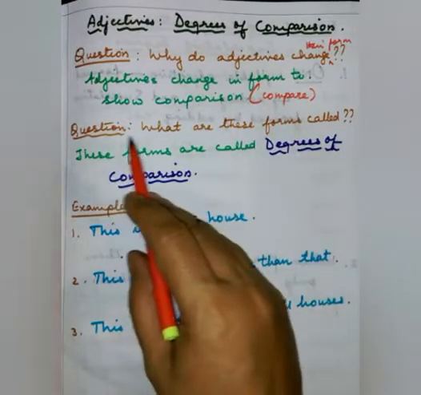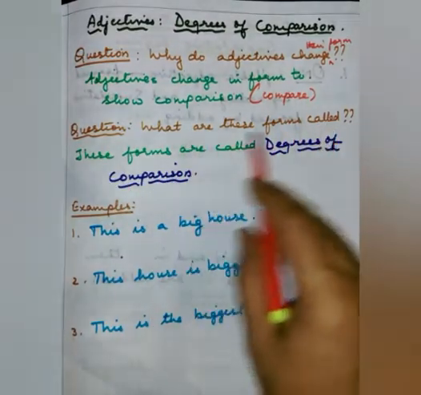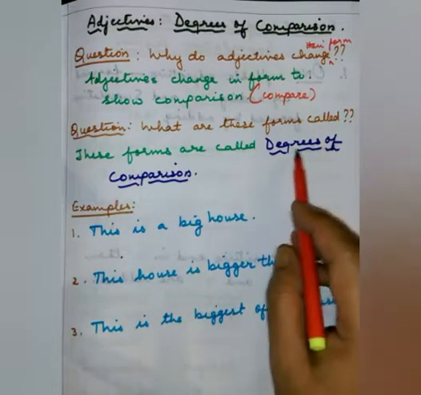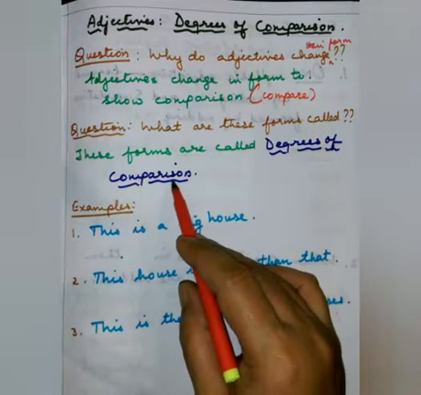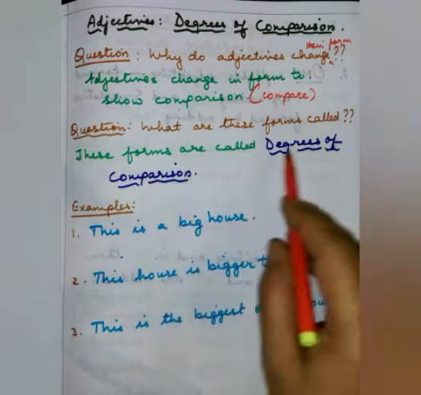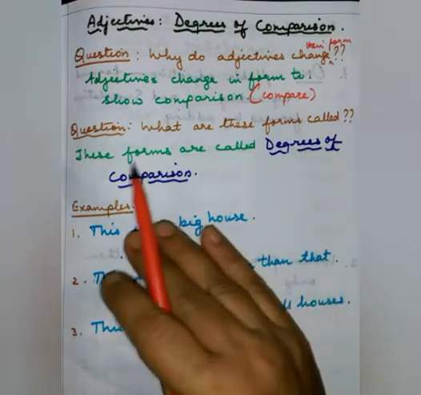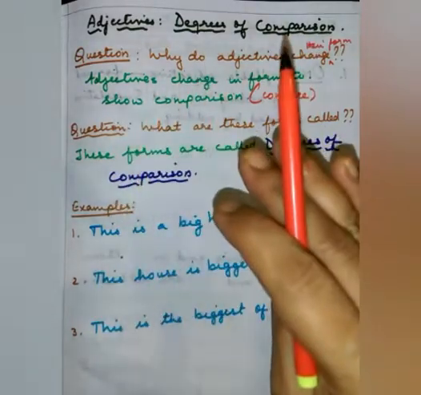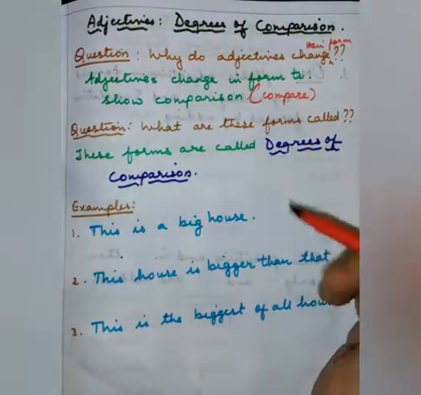Next question you may ask, what are these forms called? These forms are called degrees of comparison. When we change the adjectives to show comparison, these forms are called degrees of comparison. Degree, 1 degree, 2 degrees, 3 degrees, no? The same, degrees of comparison.